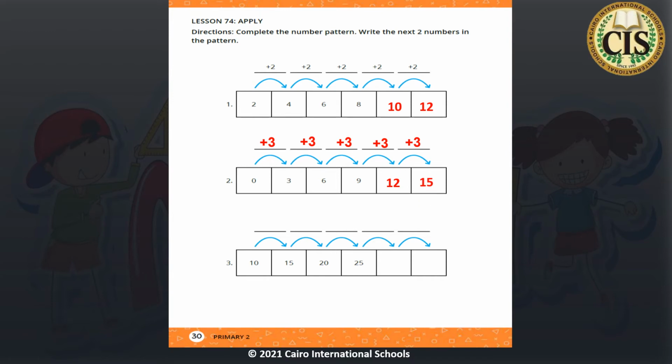The last one, 10, 15, 20, 25. Yeah, it's also an increasing pattern, so we are adding 5 each time. How do we find the pattern rule? Subtract each two consecutive numbers. 15 minus 10 equals 5. 20 minus 15 equals 5 and so on. So each time we are adding 5, not subtracting, because it's an increasing pattern. So 25 plus 5 equals 30. 30 plus 5 equals 35.